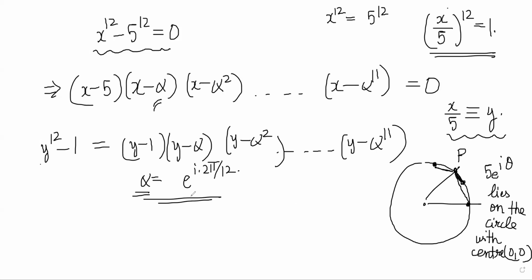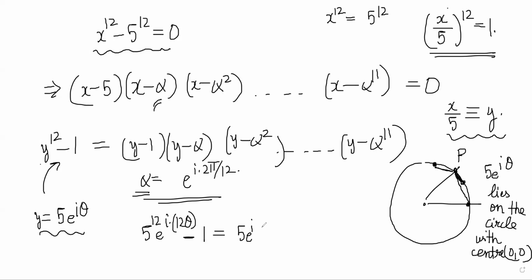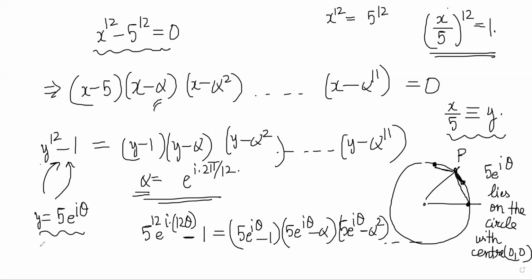Okay, so if I put y as e to the power i theta in this equation, what I get is basically e to the power i 12 theta minus 1 is equal to e to the i theta minus 1, e to the i theta minus alpha, e to the i theta minus alpha squared, and so on, right? I am putting y equal to e to the i theta in this equation because this point also satisfies the condition that y to the power 12 will be equal to 1, right?